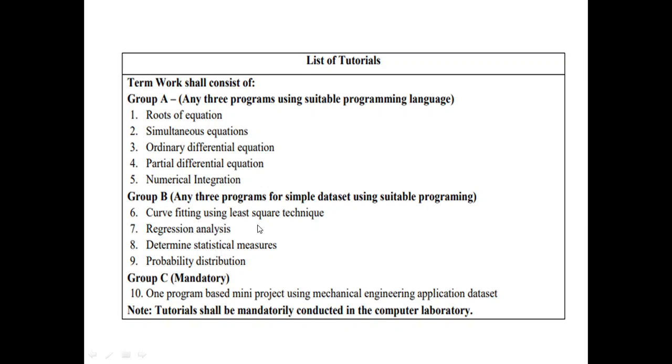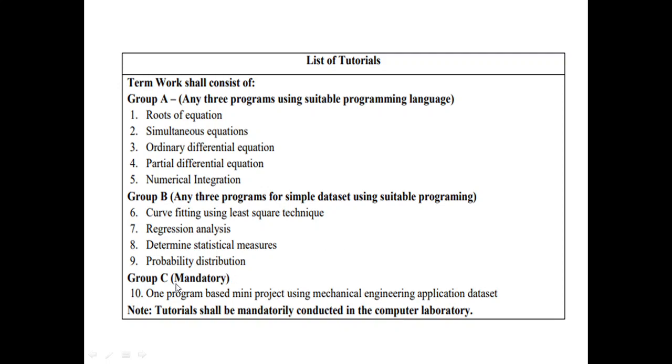Then again in group B, they have given four different units. Out of those 4 units we have to choose any three. Again, you have to use suitable programming. We are using the same curve fitting using the least square technique. Regression analysis is there, determine the statistical measure and probability distribution. Again we use to draw different types of curves with the help of Excel also.